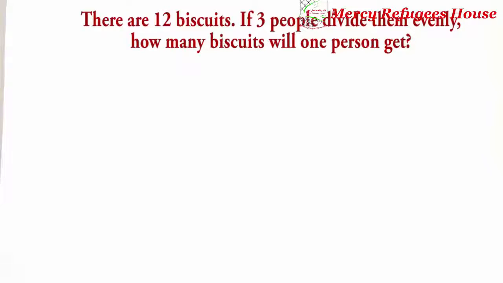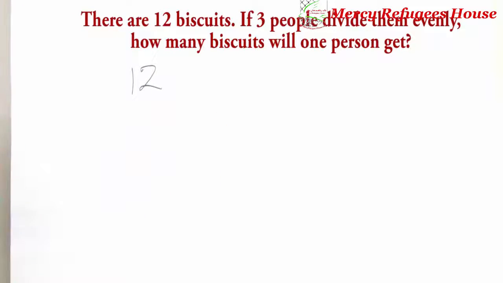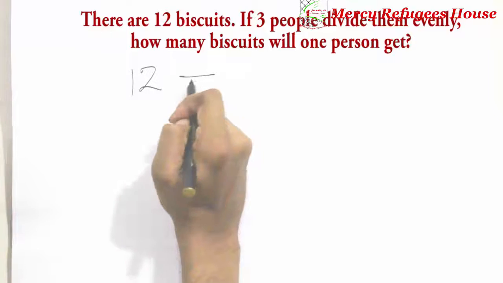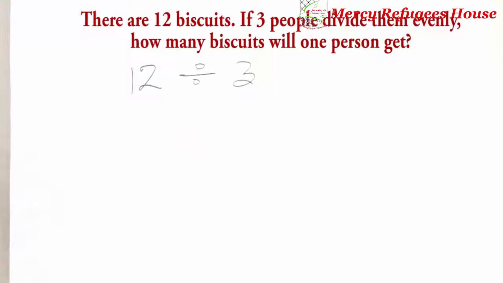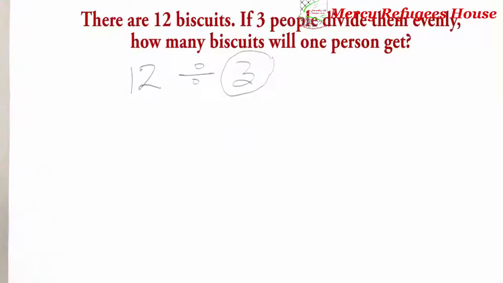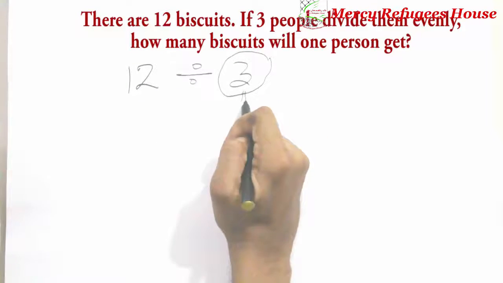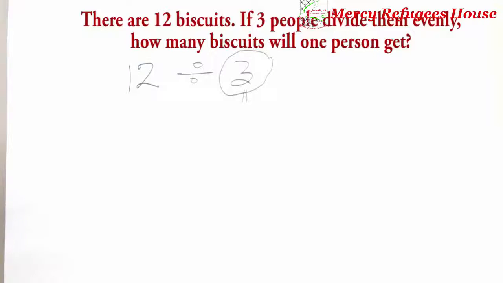This example is saying that there are 12 biscuits, and if 3 people divide them evenly, how many biscuits will one person get? That means we have 12 biscuits, and we are dividing these 12 biscuits among how many people? 3 people. Look, here the divisor is 3. So we are going to use the multiplication table of 3. The basic thumb rule: whatever is the divisor, you use the multiplication table of that divisor.